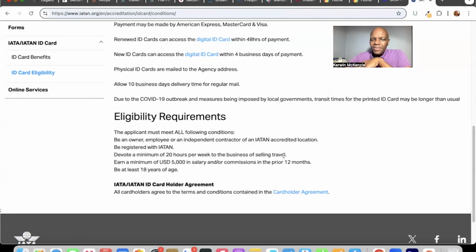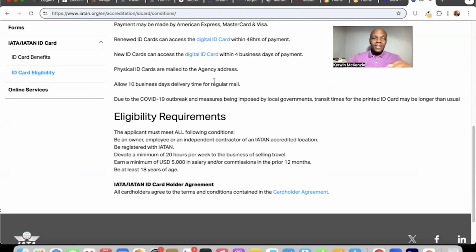20 hours per week in the business of selling travel. That's easy because that's all I do. And earn a minimum of $5,000 salary and/or commissions in the prior 12 months, and be at least 18 years of age. So it can't be a hobby. It needs to be a business. And so this is how you would get your IATA card.